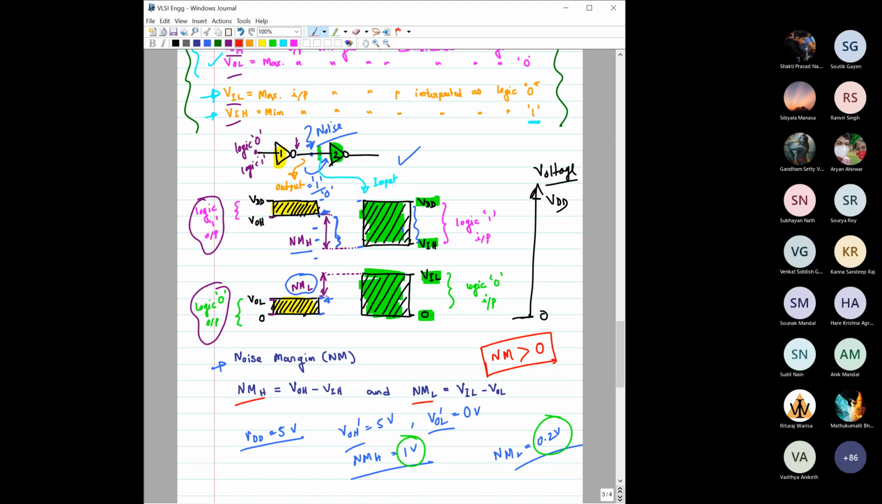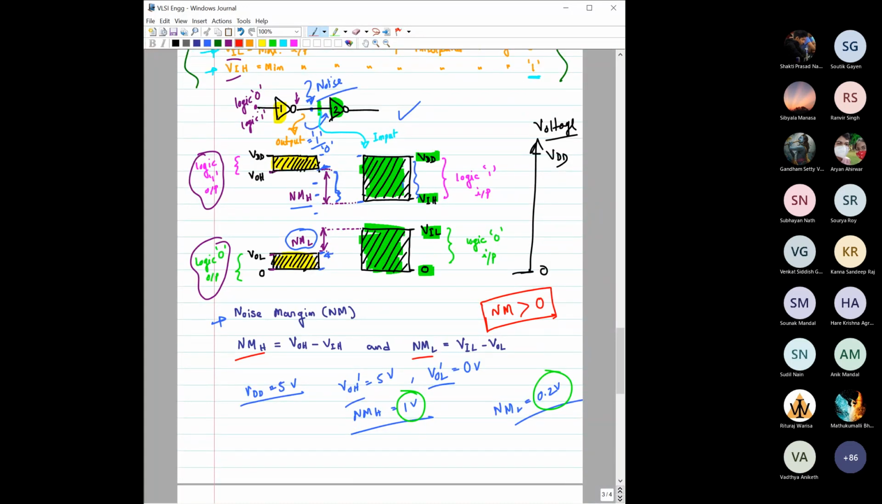Yes sir, that part I got, but in the example you showed, noise margin high is 1 volt and noise margin low is 0.2 volt, and you said we usually don't require this. Are noise margin high and low always equal? No, see, the thing is that you can change your design.